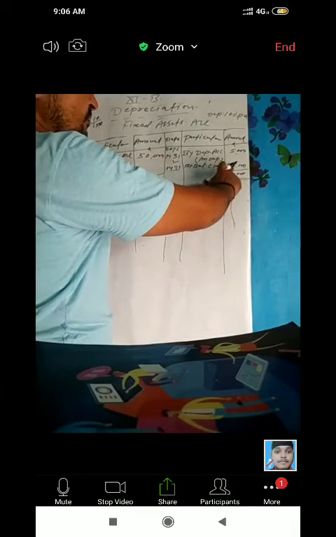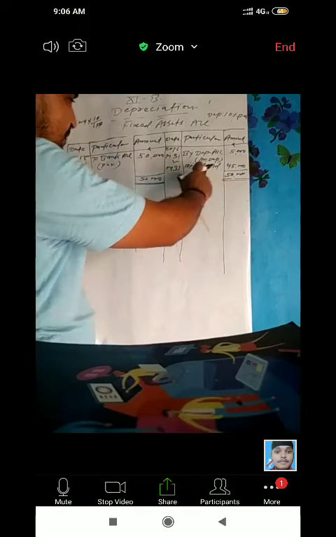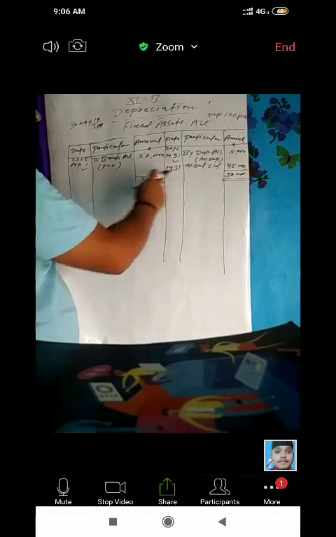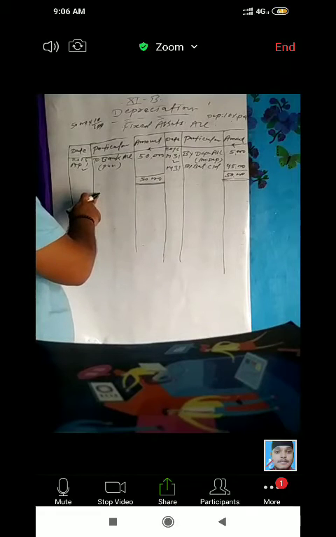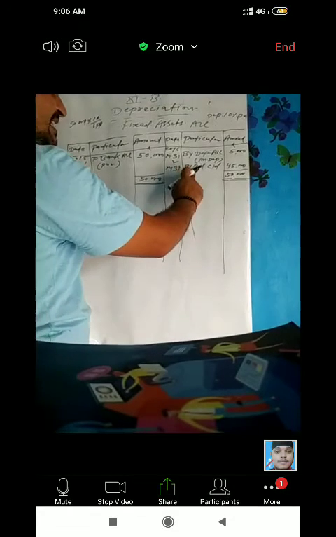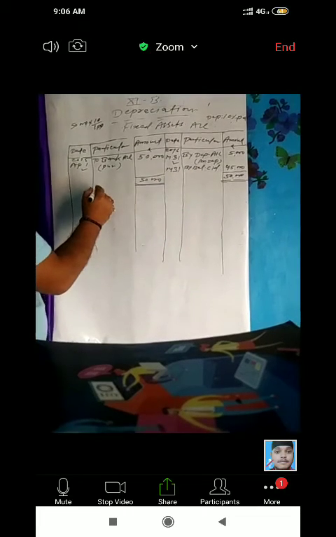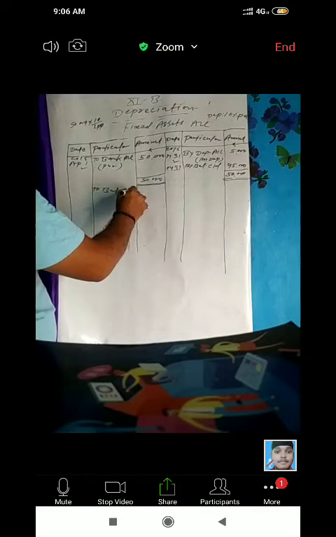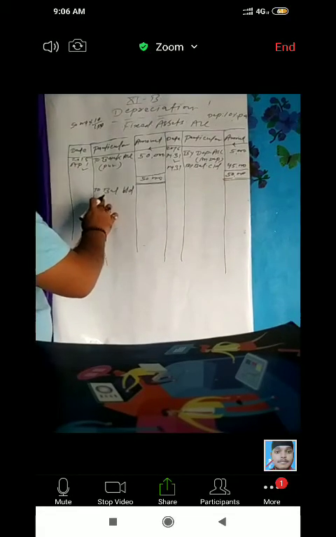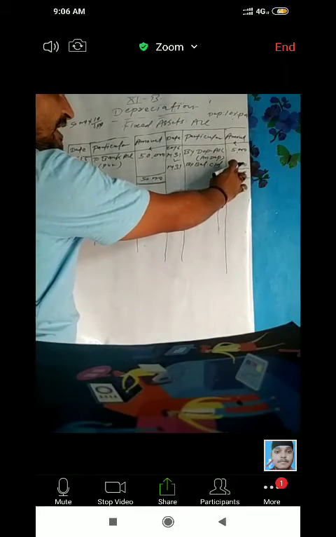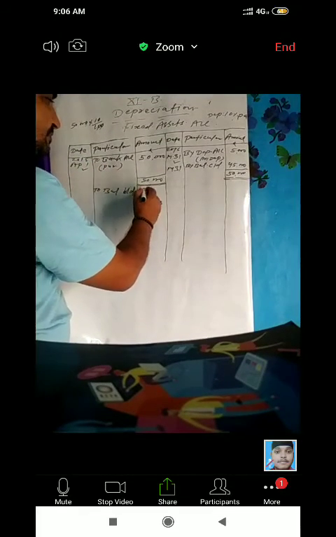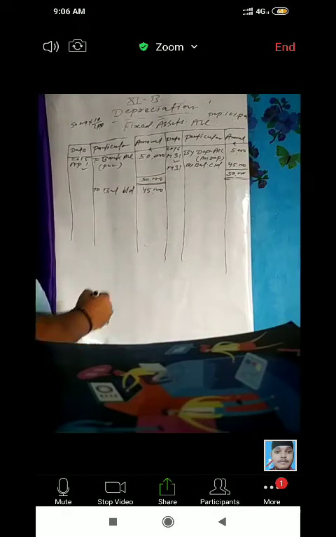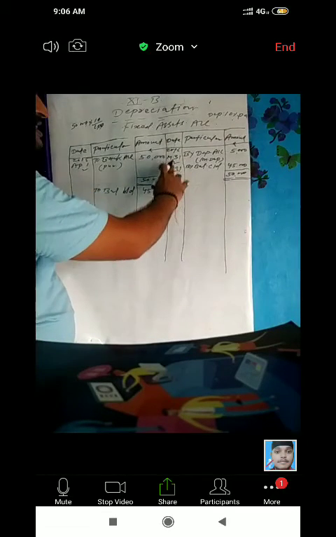Now what you have to do? This 45,000 of C/D you have to transfer to the debit side as B/D. C/D becomes B/D, carry down to brought down. So I am writing here, by balance B/D, to balance B/D. By balance C/D becomes to balance B/D. The same amount, 45,000, will be carried forward here. So you have to write 45,000. Clear?